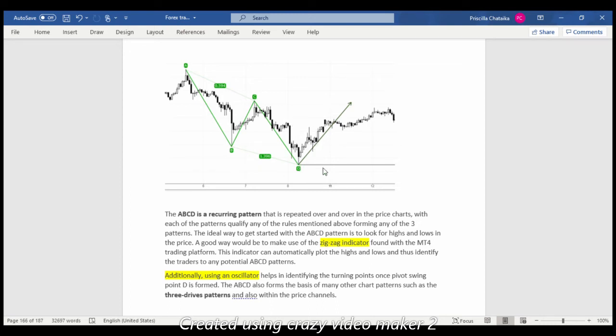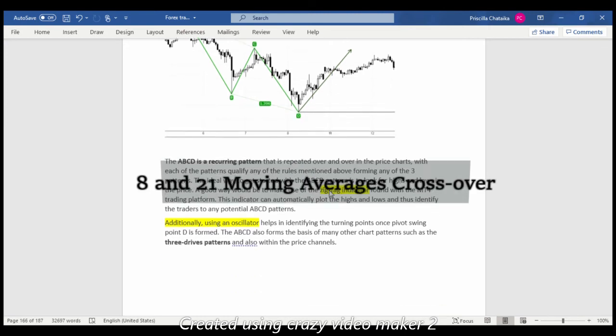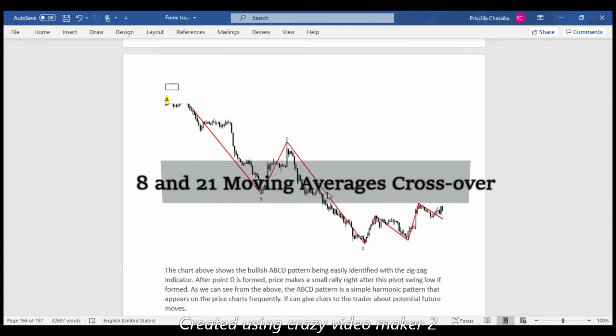So you've measured point ABCD, you're using the oscillator to also help you determine when a reversal is about to happen. And it would also help you if you know pin bar formation, what different pin bars look like, and going down to the lower time frames and using the 81 and the 21 crossover moving averages can help you get a good entry. So that's what it looks like on the charts.